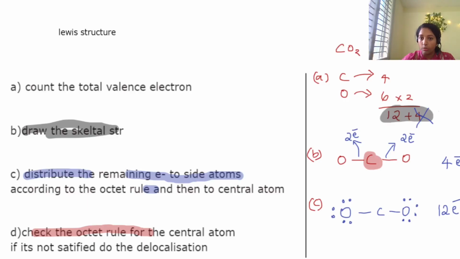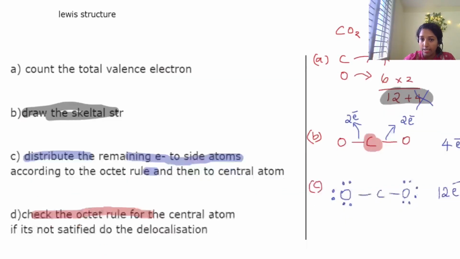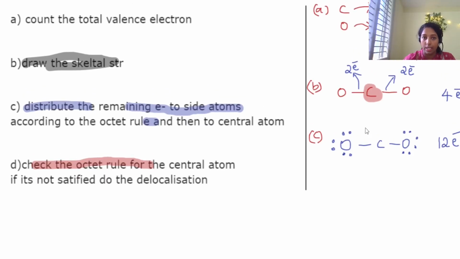Now what is the last rule? The last rule says to check the octet rule for the central atom. If it is not satisfied, do delocalization. Carbon is the central atom. Will it be satisfied? Is carbon satisfied with its octet? There are only 4 electrons around it, so carbon is not satisfied yet. So what do we need to do? We do delocalization. Delocalization means you show a pair of electrons shifting this way. Electron movement is called delocalization.